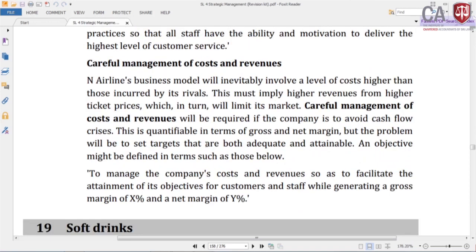Yes. Then the second area identified is careful management of cost and revenue. We identify increased sales, then reduce cost. Careful management of cost and revenue. An airline business model will inevitably involve a level of cost higher than those incurred by its rivals. This must imply higher revenue from higher ticket prices.